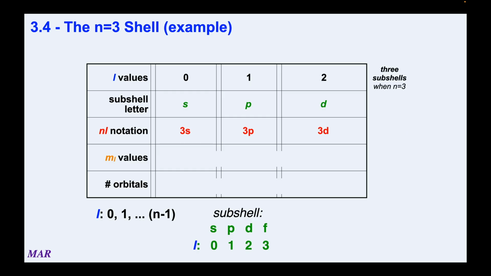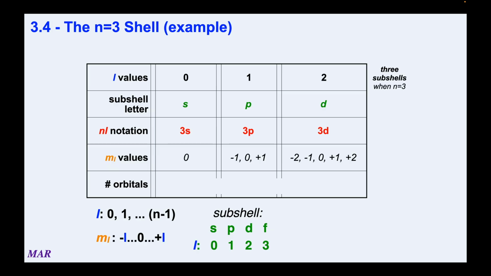M sub L values depend on L. M sub L values go from minus L to positive L. 0 is always going to be a value. So for L equals 0, that just means M sub L is also equal to 0, because minus 0 to positive 0 is just 0. But when you get to L equals 1, then you have M sub L from minus 1 to positive 1. So that would be minus 1, 0, plus 1. There'd be 3 M sub L values for that. And when you get to L equals 2, minus 2 to positive 2, you can see there's 5 different M sub L values that are possible.